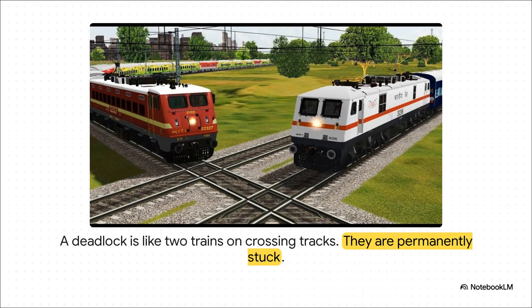The train analogy is absolutely perfect for this. A deadlock is like 2 trains meeting at a crossing. Each one is on the other's track, and each one is waiting for the other to move. But neither can move because the other is in the way. They are permanently, hopelessly stuck. And this is one of the most serious problems you can have in concurrent programming.